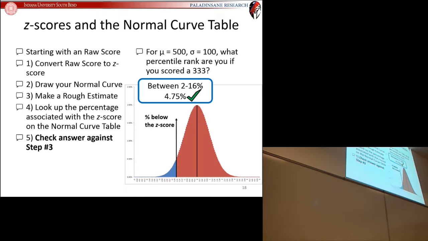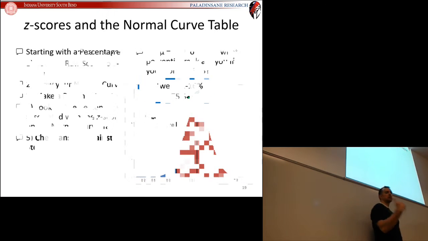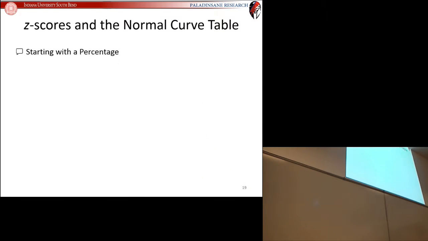All right, so we did that one last time. Now we're going to do the flip side of this, which is where instead of starting with a raw score and going to a percent, you start with a percentage and you're asked for a raw score. You want to get a raw score from that percentage.